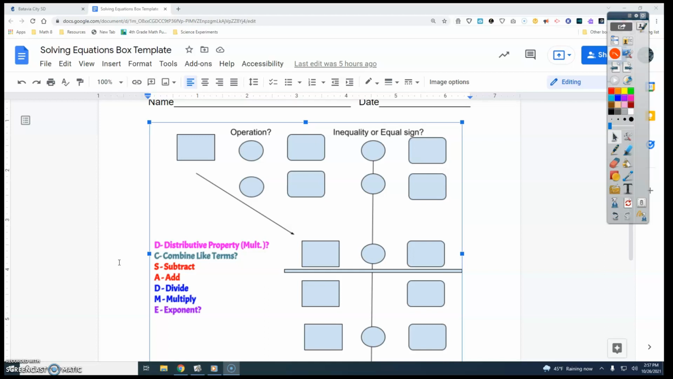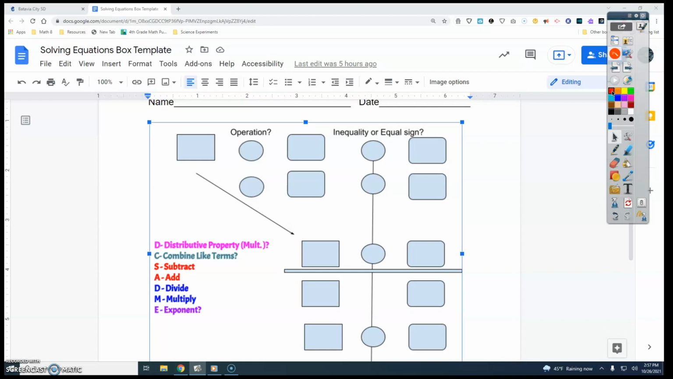You're probably like, oh my God, Mr. Frechette, what is this concoction? Well, this is Mr. Frechette's solving equations box template. So this is exactly what it is. Hopefully this gets you a better understanding, or maybe a visualization, of what's happening when we solve equations.